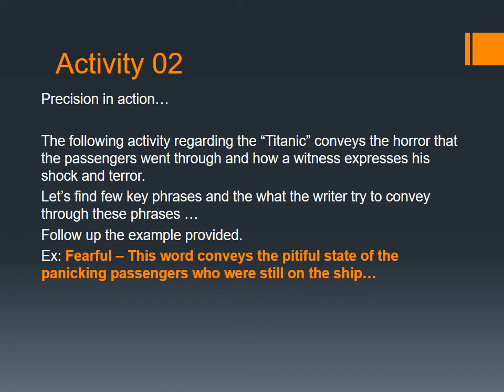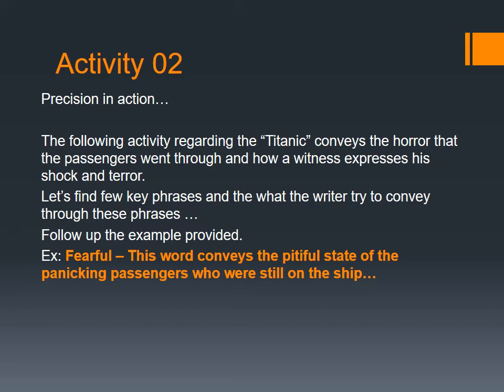Moving on to the next activity, activity number 2, precision in action. So what's the picture that you can see here? It's the Titanic. Yes, it is the Titanic. So when it wrecked, how might the passengers have felt, and those who were in the lifeboat, how might they have felt? Okay, so here we are going to discuss some points on that and to get along with the activity that the textbook has provided you.